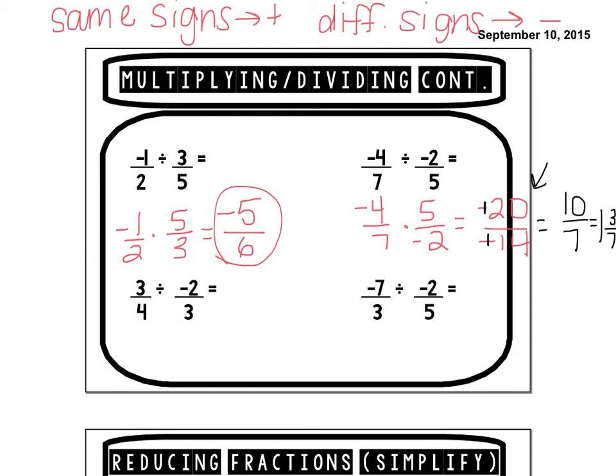The next one, we have to flip the second and multiply, and we get 9 over -8. Well, we look at just the positive 8. 8 goes into 9 once with 1 left over, and we have to remember to bring this negative sign out front.